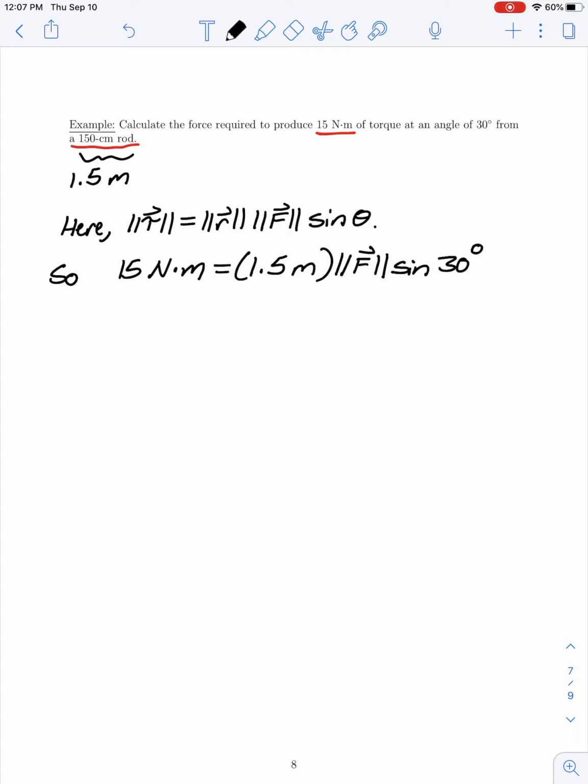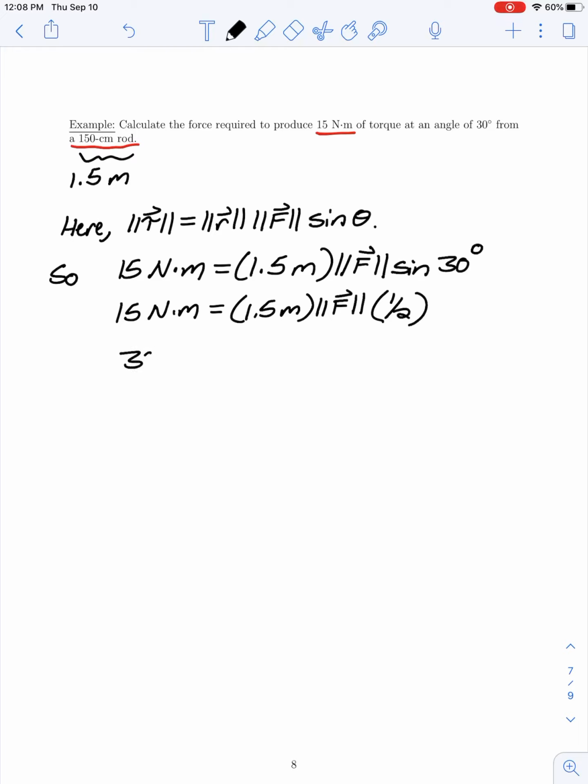So let's take a look here. We have 15 Newton meters is equal to 1.5 meters times the magnitude of our force vector times sine of 30 degrees, which would be 1/2. So let's see if we can solve for the magnitude of this force. The first thing I might do to get rid of the factor of 1/2 on the right-hand side, I could multiply both sides by 2.